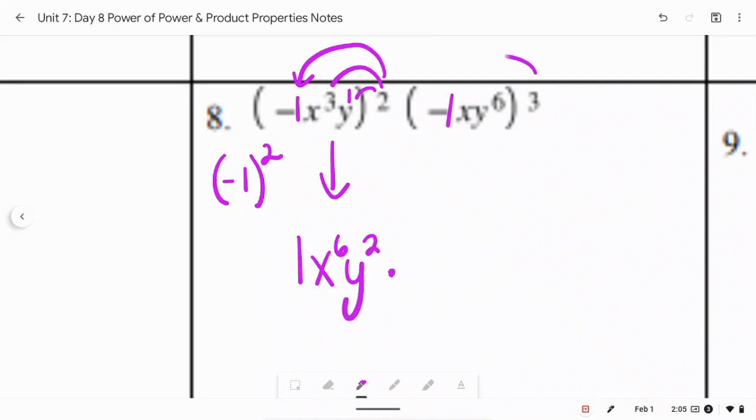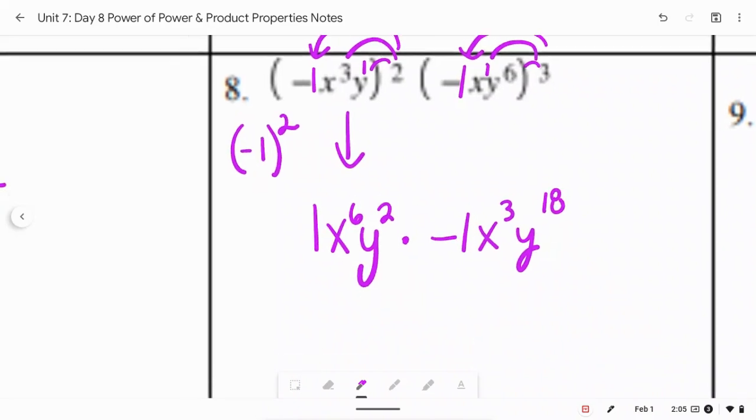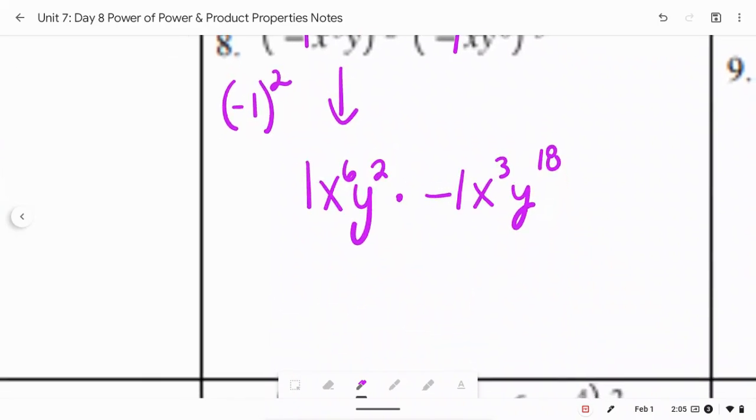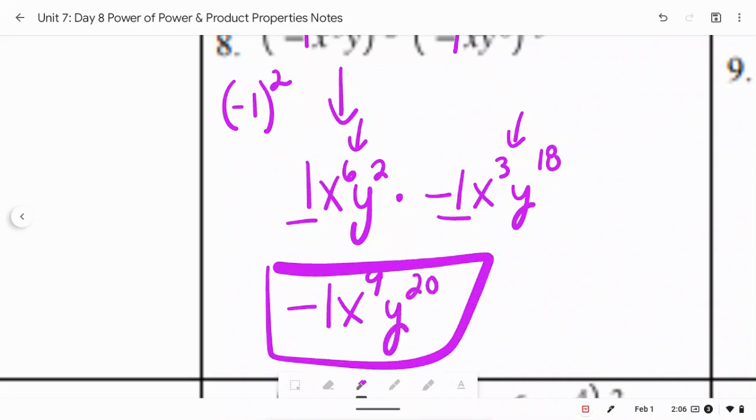Times, and then same thing here, -1 to the third power is just going to be -1, and then multiply the exponents to get x to the third, y to the 18th. Now it becomes a multiplication problem, so multiply the coefficients. 1 times -1 is -1, and add the exponents. So 6 plus 3 is x to the 9th, and then 2 plus 18 is y to the 20th. Final answer.